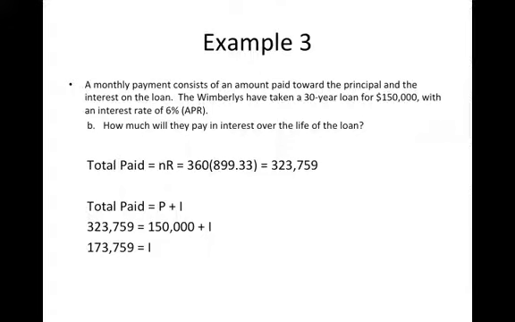Now, the total paid is principal plus interest. So what was the principal? What was the original amount? $150,000. So $323,759 equals $150,000 plus I. Subtract $150,000, you get $173,759. So the Wimberleys are actually going to pay more in interest than they borrowed in principal, which is what happens with 30-year mortgage loans a great deal of the time.